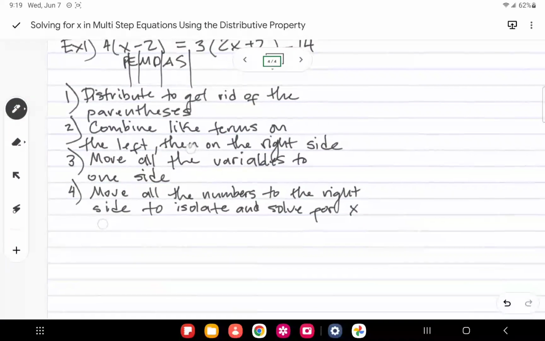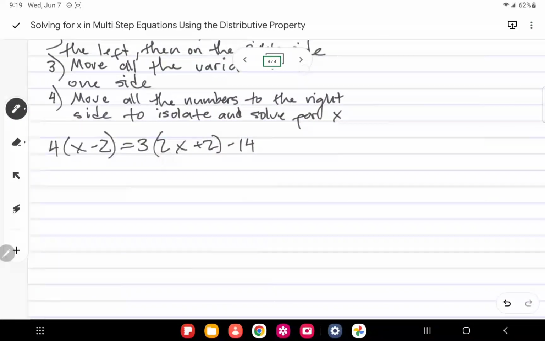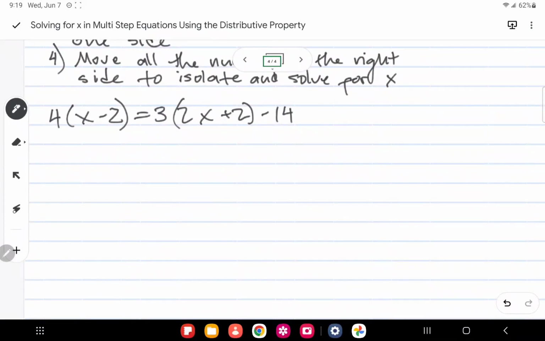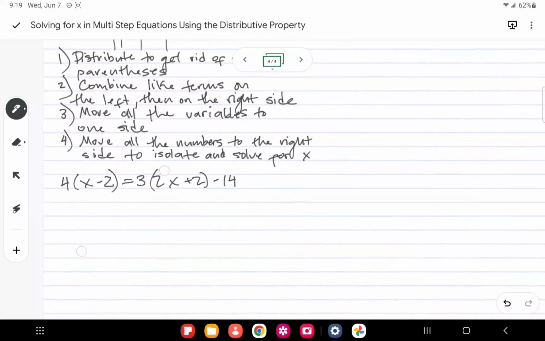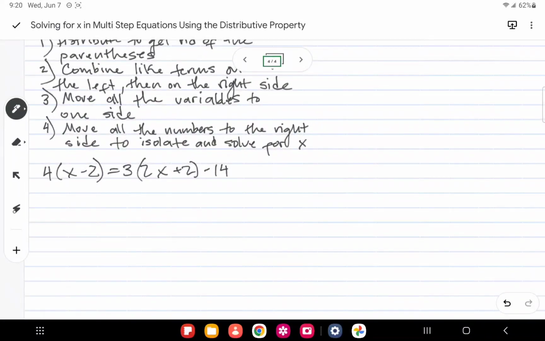Moving on, let's rewrite example 1, in which we have 4(x minus 2) equals 3(2x plus 2) minus 14, and we are solving for x. If you would like to attempt this before going over it with me, you may pause the video now, and you can unpause it once you're ready to go over it with me. Now, to start, the first step is distribute to get rid of the parentheses.